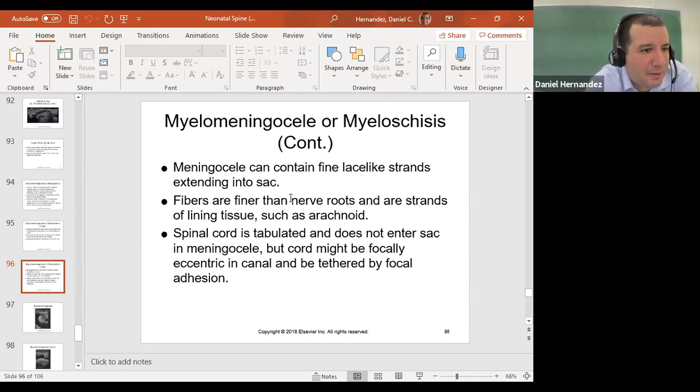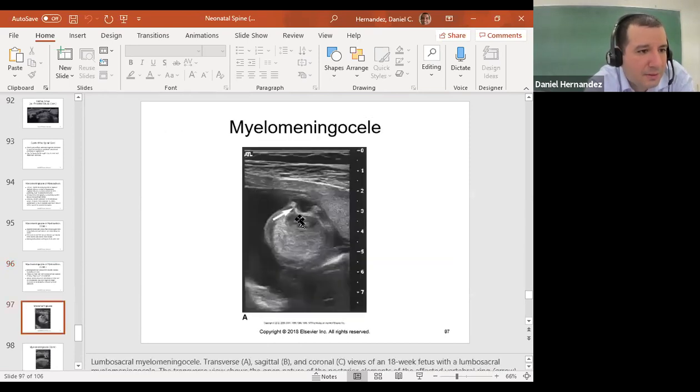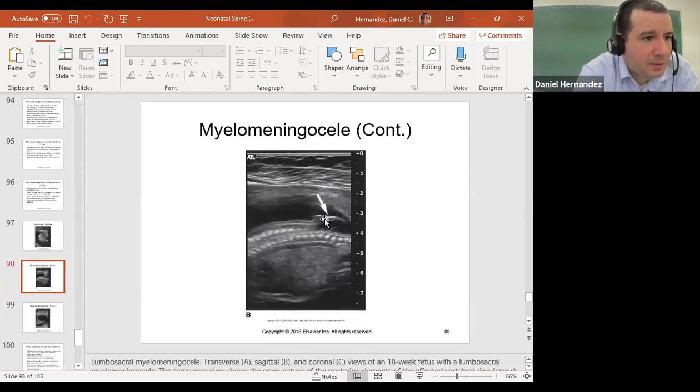The fibers are finer than nerve roots and are strands of thin lining tissue, such as the subarachnoid, or such as arachnoid. The spinal cord is tubulated and does not enter the sac in a meningocele. The cord might be focally eccentric in the canal and be tethered to a focal adhesion. So here you can see some of that cord tethering down. Outer borders, or outer layers, of that cord.